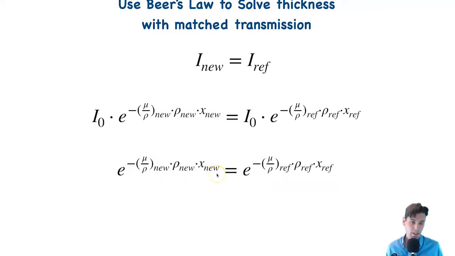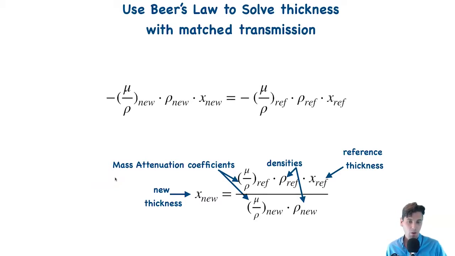What we can do is take the logarithm of both sides. If you remember from math, if you take the log of an exponential, those two things basically cancel out. Then we get just a linear equation. So we have, again, the mass attenuation, the density, and the distance of the new material. Then we divide both sides by these components here.